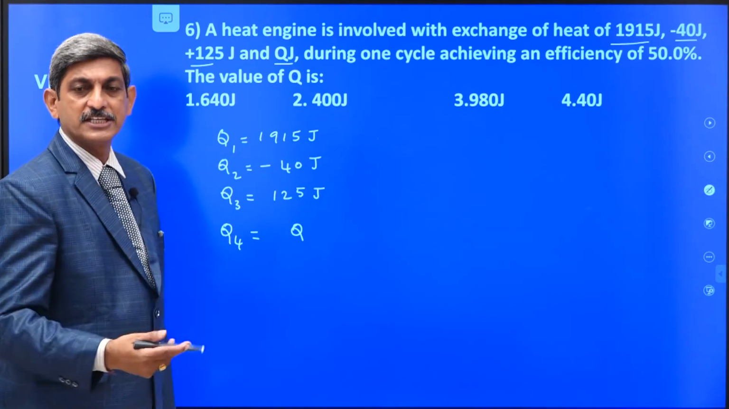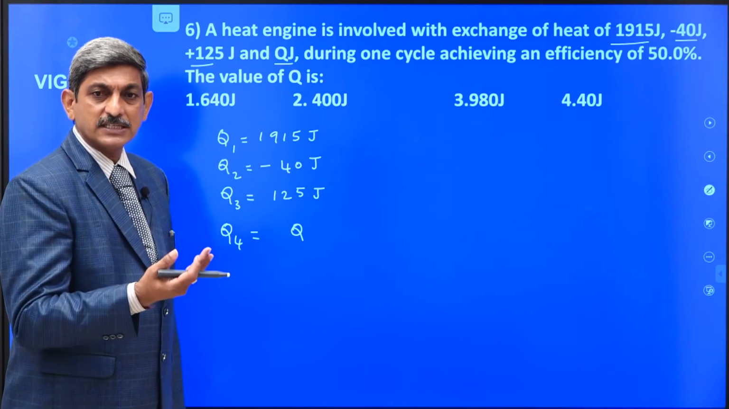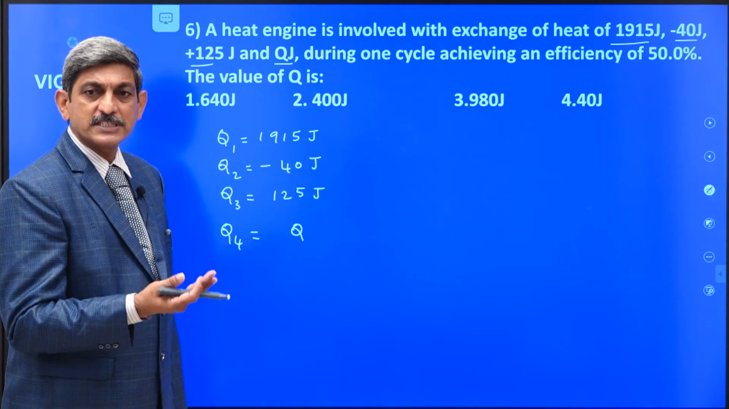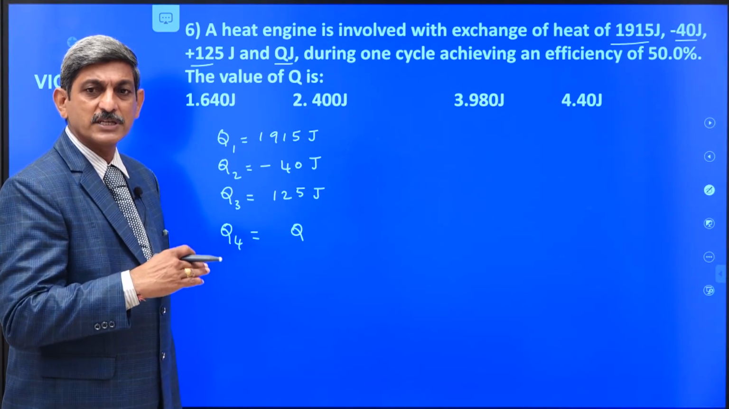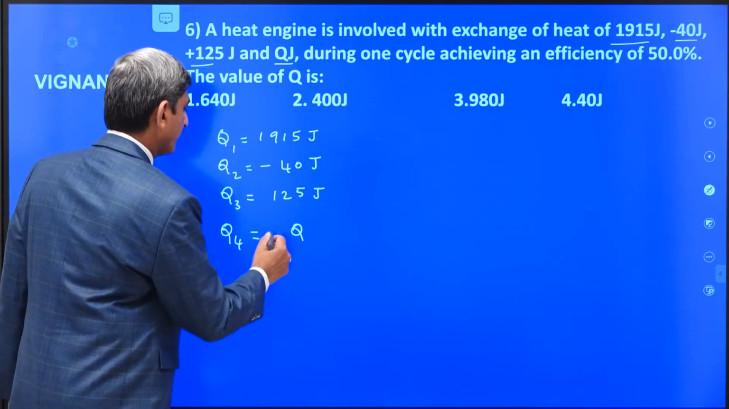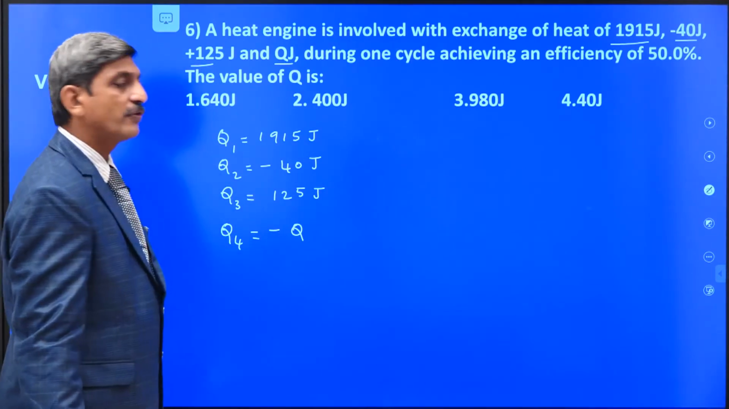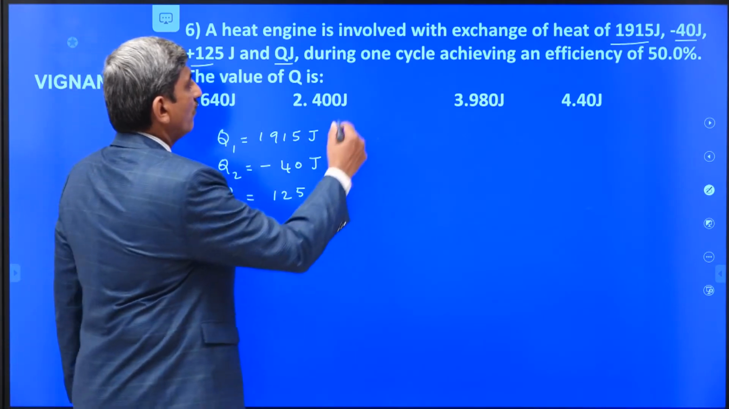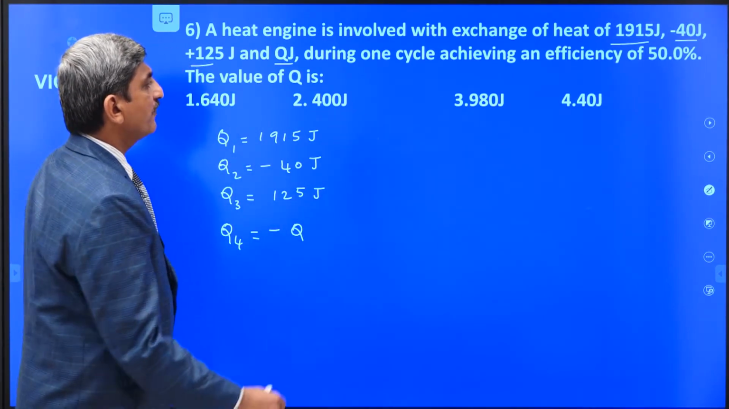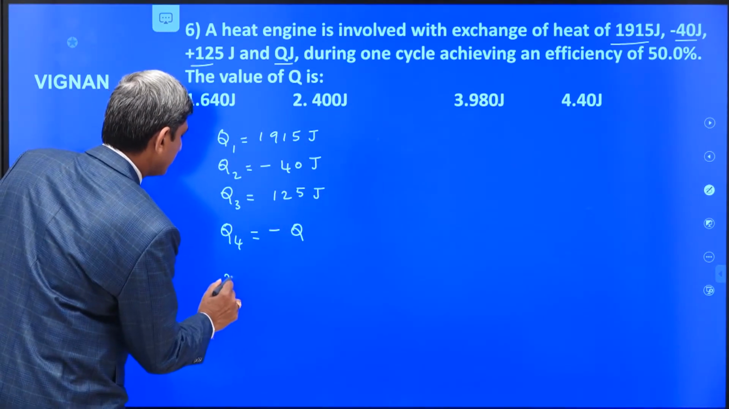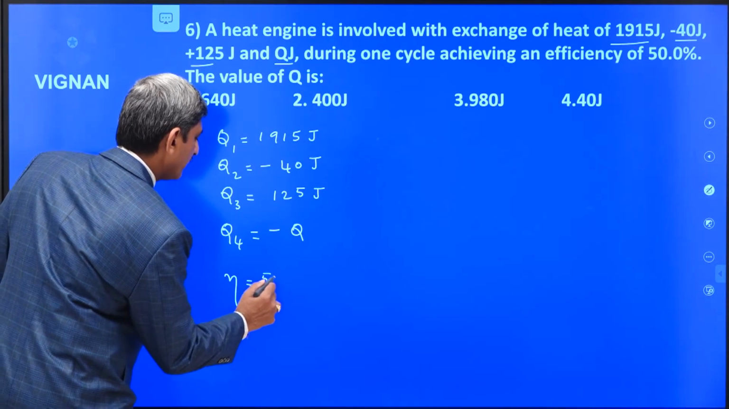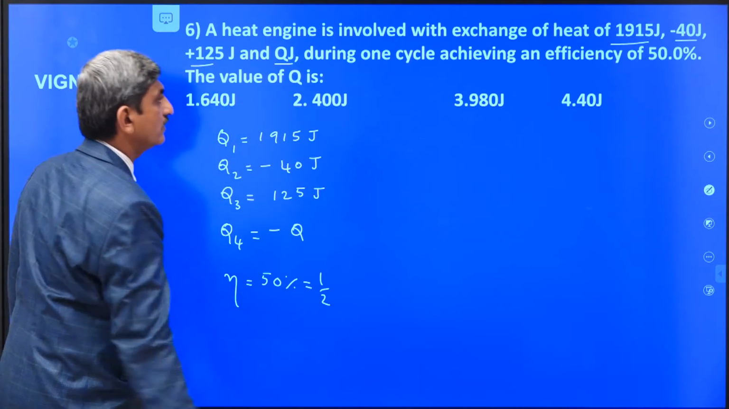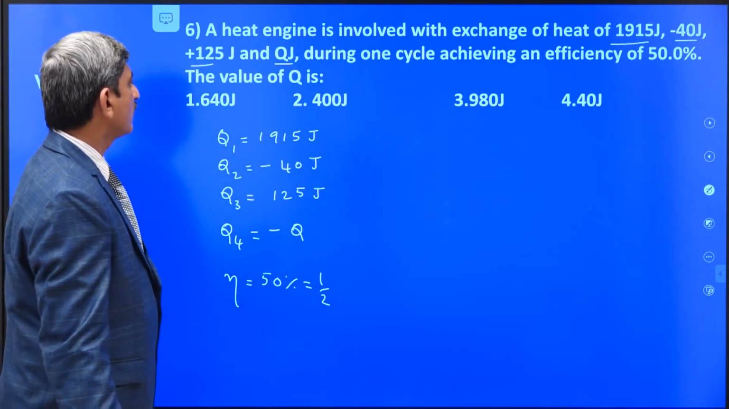We know that in the heat engine process, in one process heat is taken, in the second process heat is lost, in the third process again it takes heat, and in the fourth process it loses heat. So we can take this Q4 as minus Q. During one cycle, achieving an efficiency of 50%, which is equal to 1 by 2, the value of Q is dash.